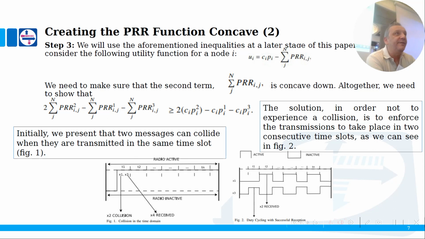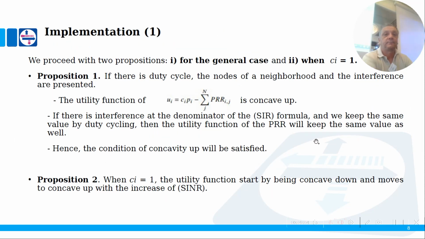So what we do is that we actually duty cycle the nodes. It's a very simple mechanism. We duty cycle the nodes to transmit in different slots. So we exchange a bit the slot. Okay. So this is what we actually do.